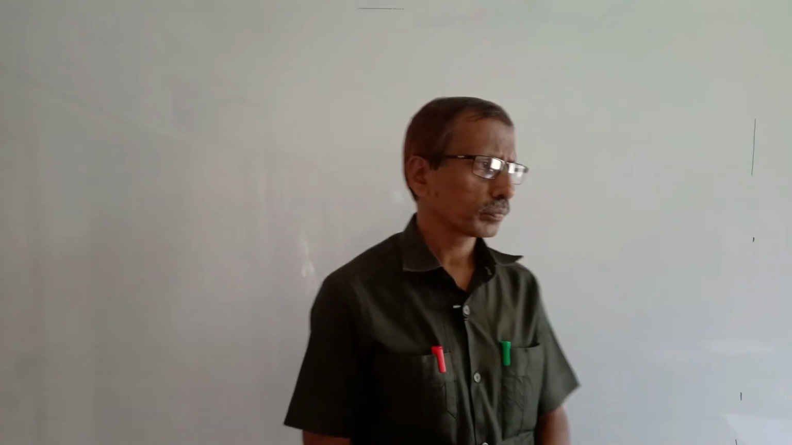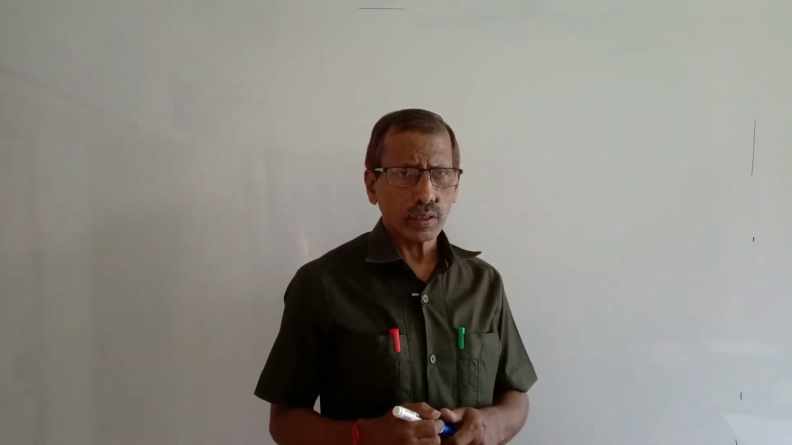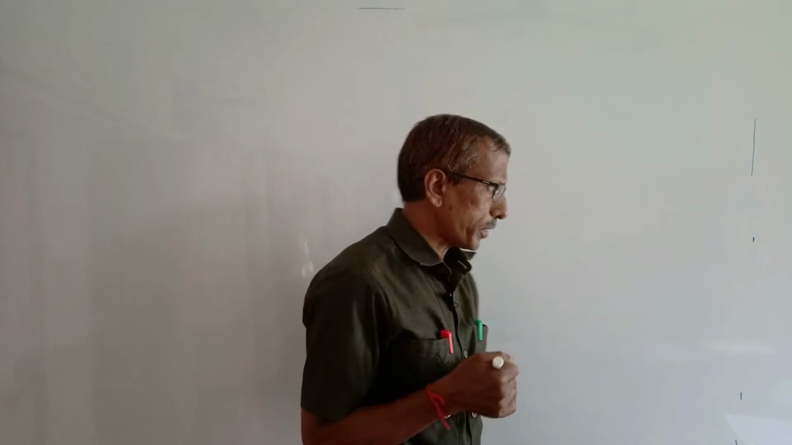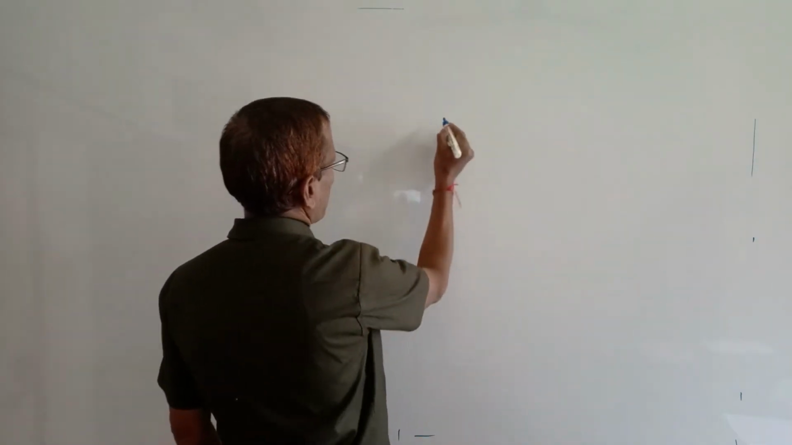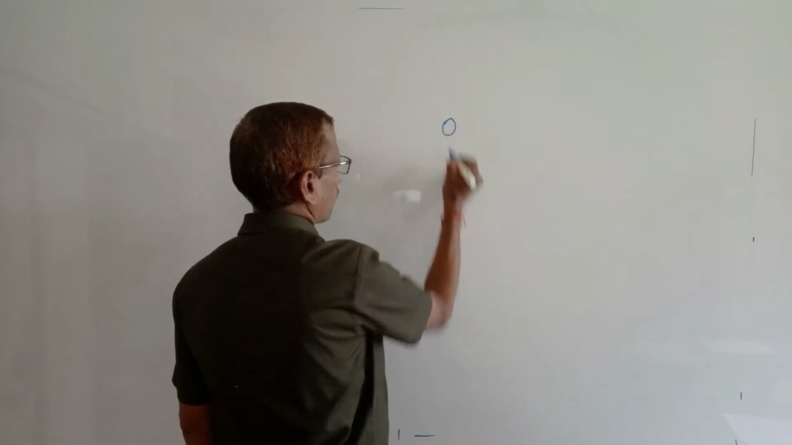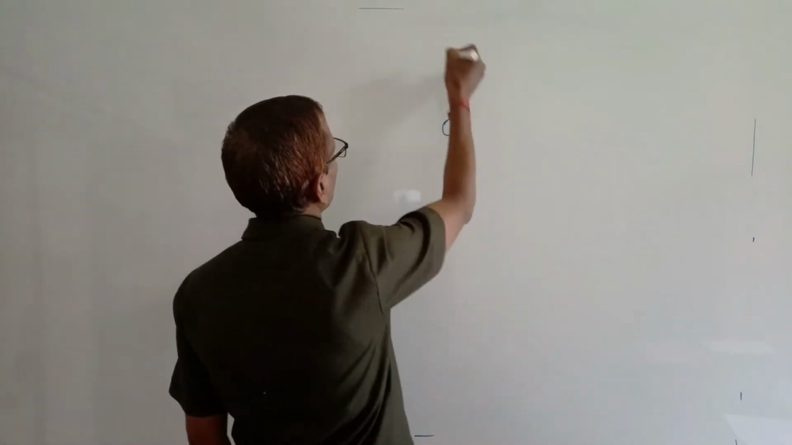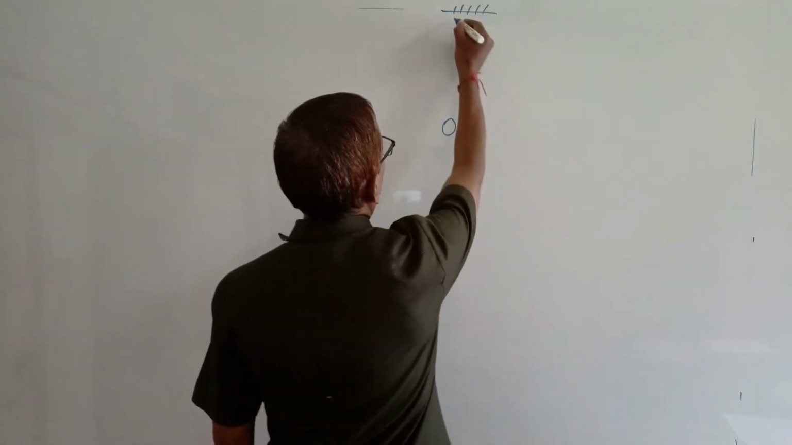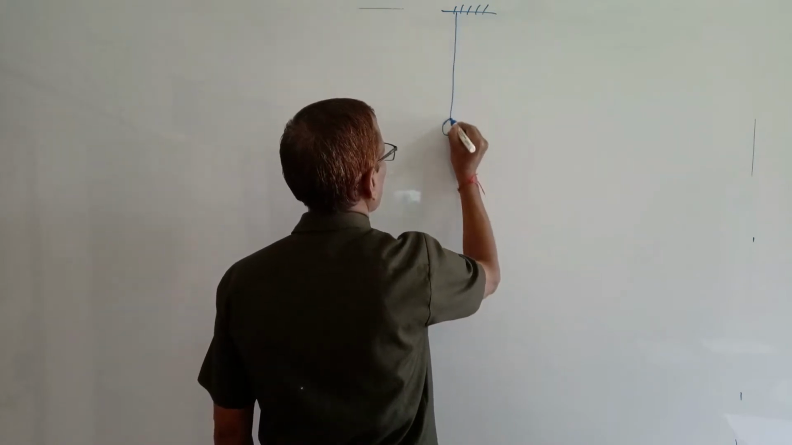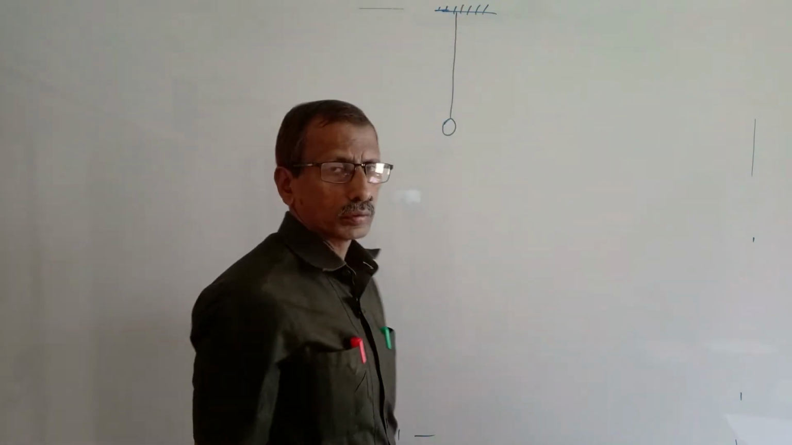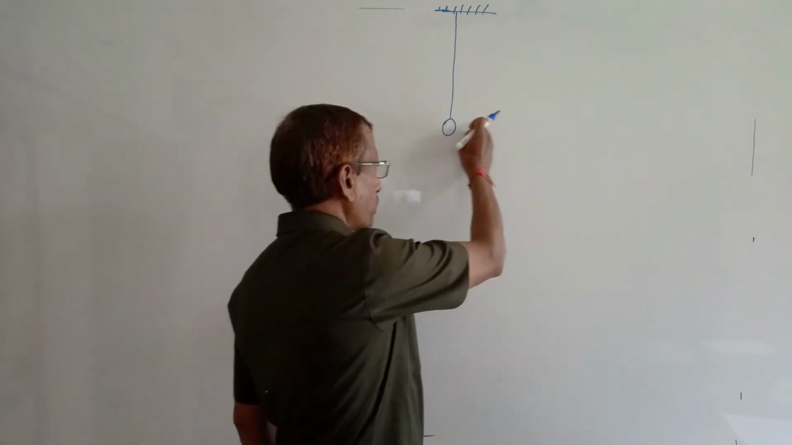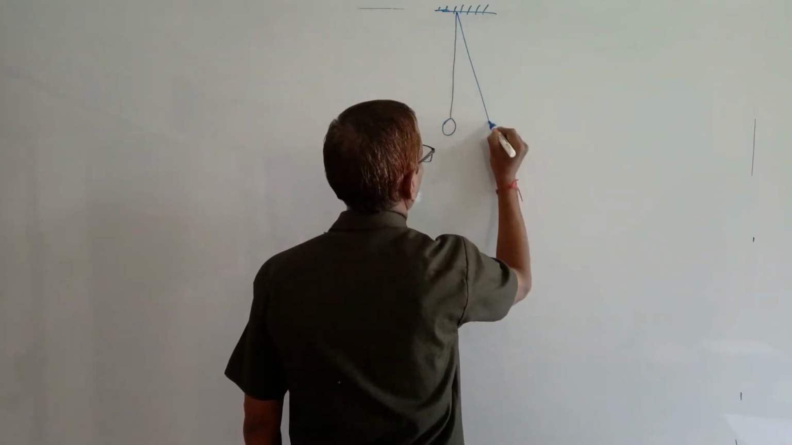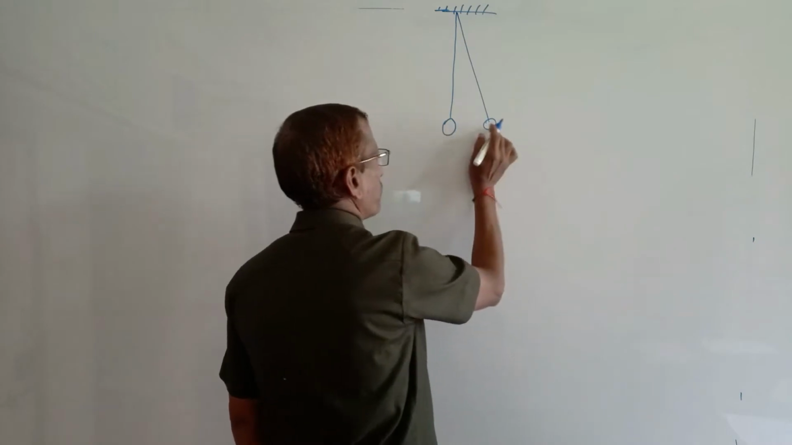So dear students, we consider linear simple harmonic motion of a simple pendulum. You already studied this: a heavy spherical bob is suspended from a rigid support by means of a string. Let us consider this bob displaced from its mean position to this point.